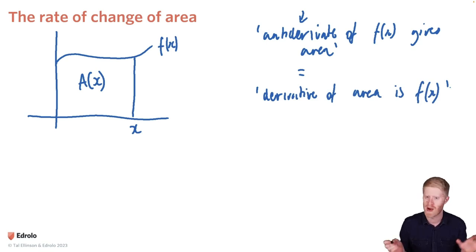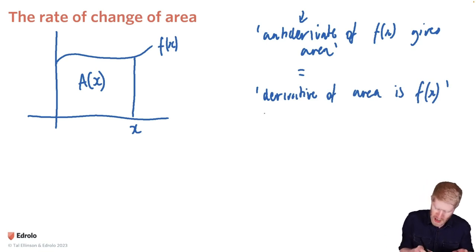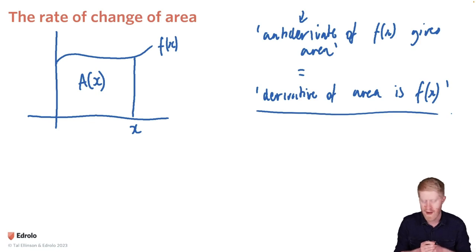Is that cool? That's sort of the ground rule I want us to work from, because if I can show you that the derivative of area, this area here, gives me the function, that's the same thing as saying the antiderivative of f gives area. Because that's all we do when we anti-differentiate.